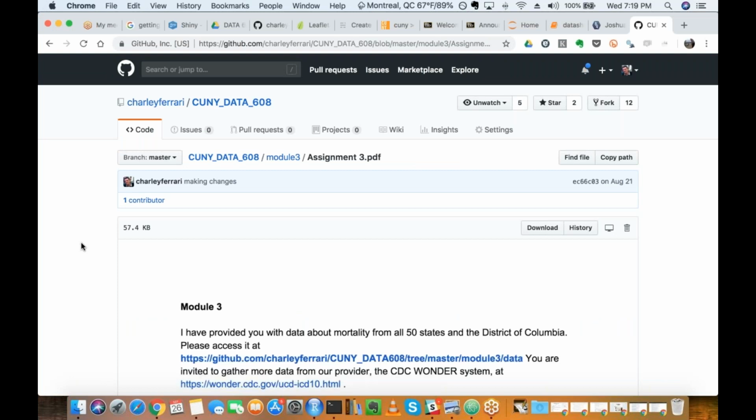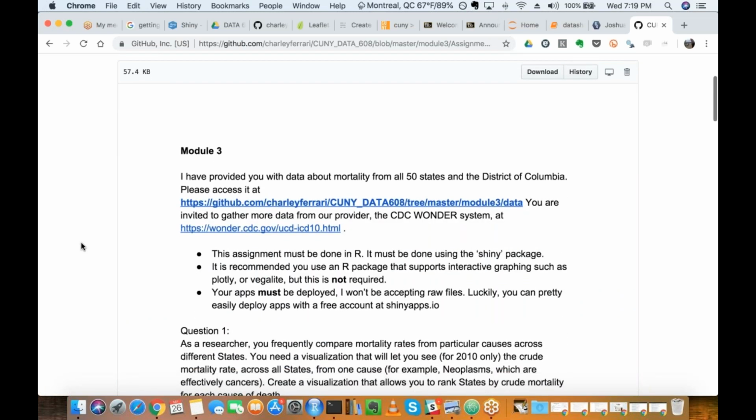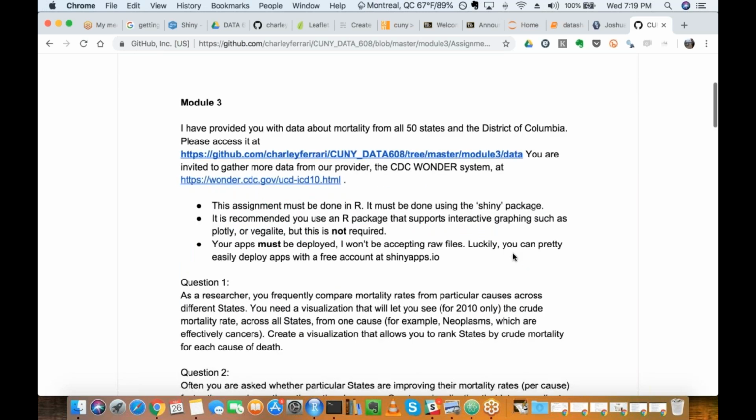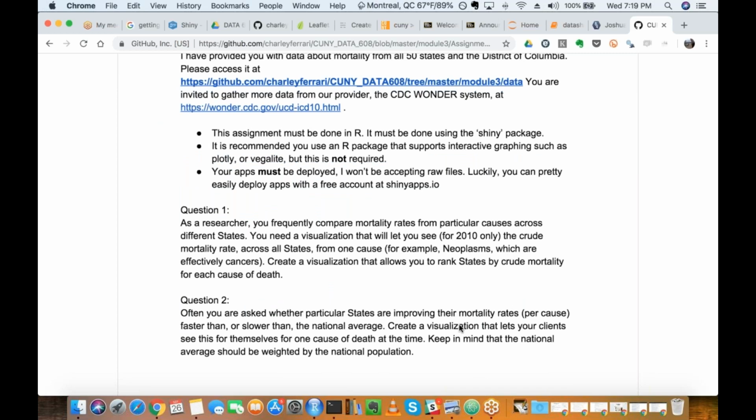So for assignment 3, we're looking at mortality rates across different states. We have the data here, and we have a few questions that we're asking. Someone asked in the beginning, Peter, who asked if I could clarify question 1.